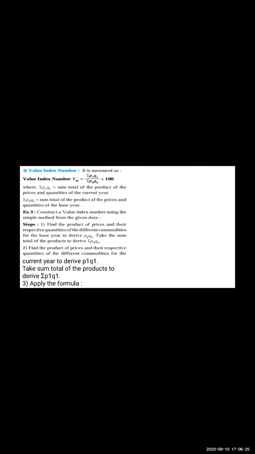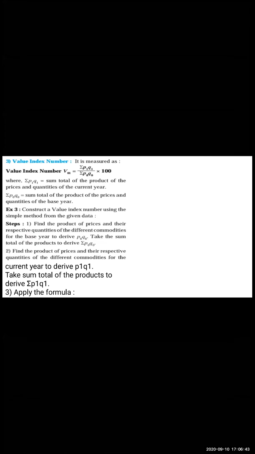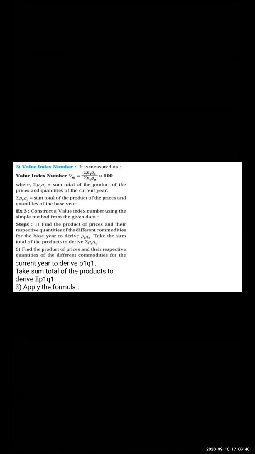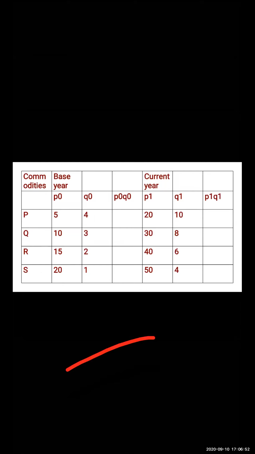Okay, last lecture we learned how to calculate and use the price index number as well as the quantity index number. Now the third type of simple index number we are going to analyze is the value index number. Put the heading value index number. Okay, done. Then draw this particular table in this format only.